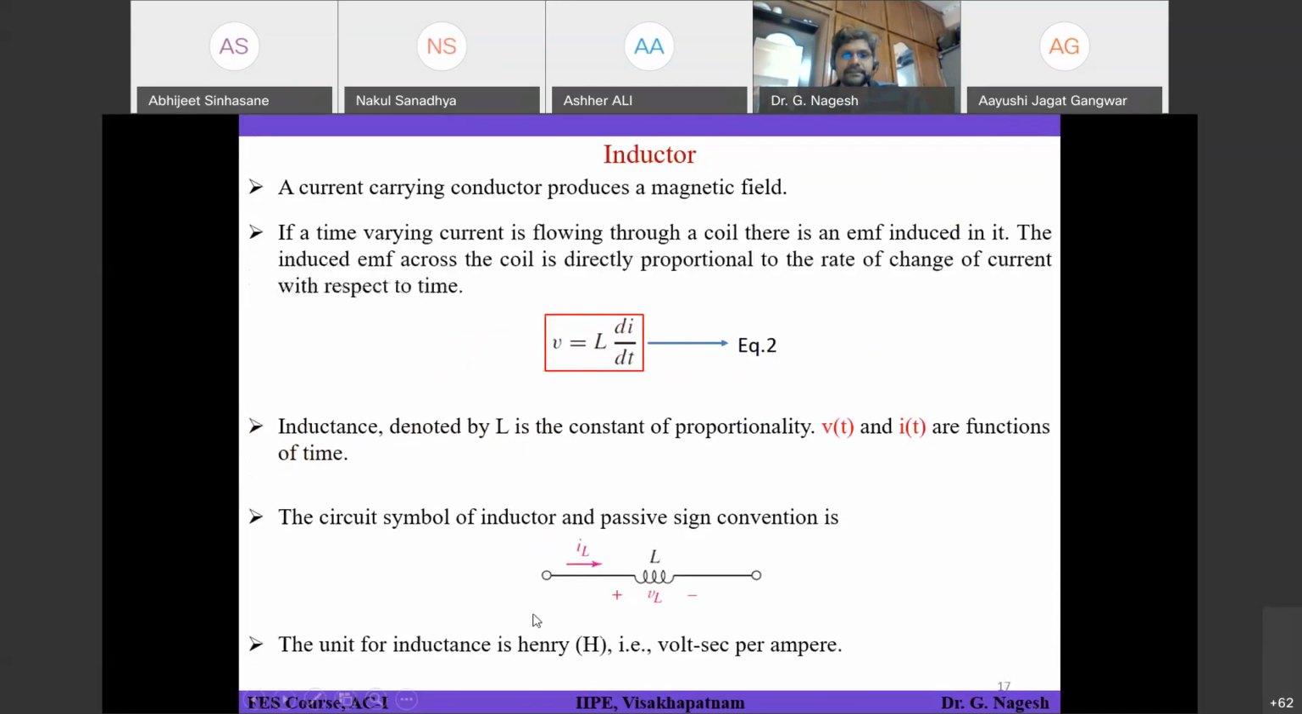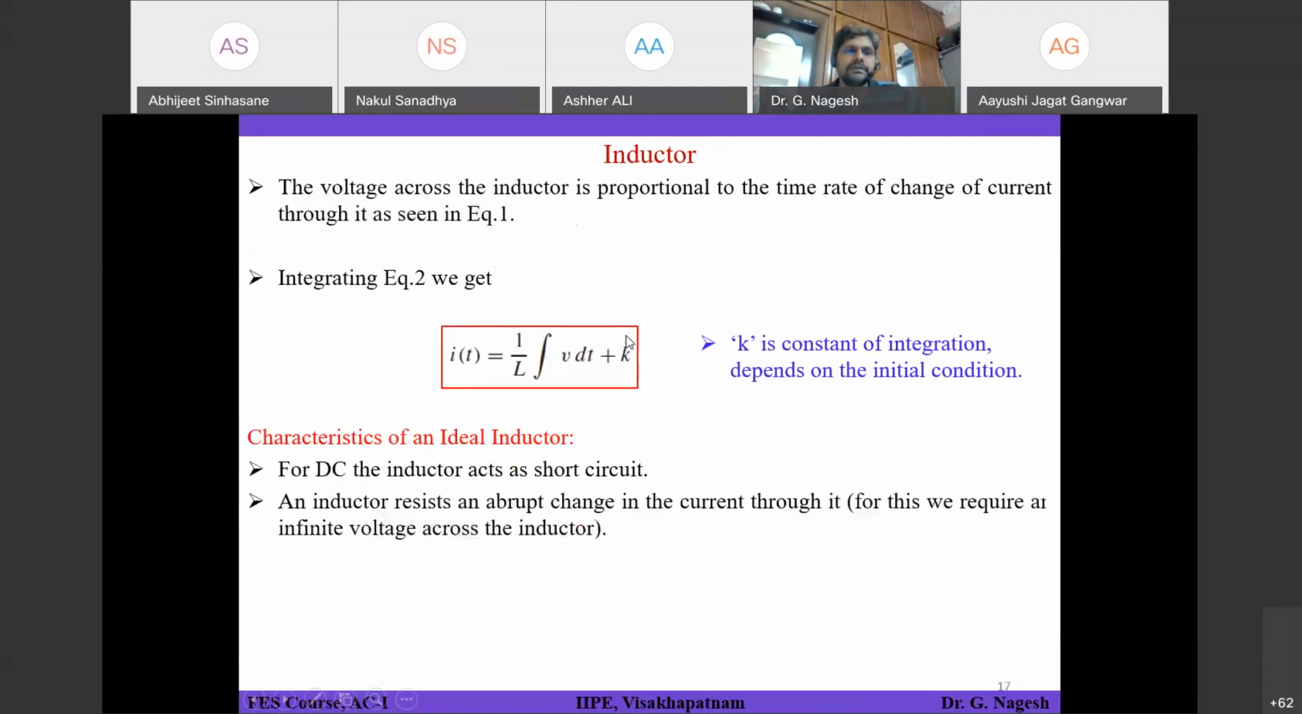If you write the same expression, equation 2, in this format after integrating, you will observe that I is equal to 1 by L integral V of t with respect to dt plus a constant k. The constant k is the initial condition. If there are no initial conditions, then k will be equal to 0. So I of t is equal to 1 by L integral V of t dt.